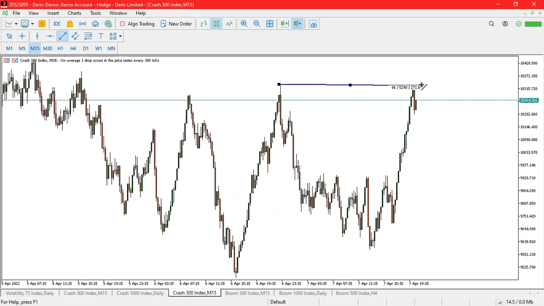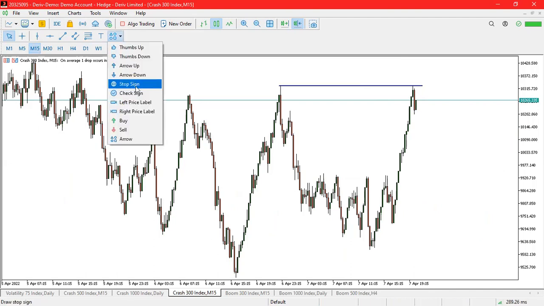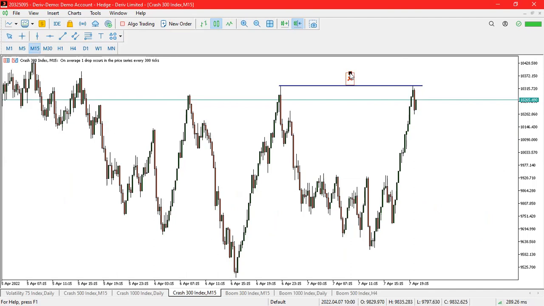If Crash 300 was serious about going up, it shouldn't have created these equal highs. So these equal highs are a nice signal for you. And if we check now, it is still trading back inside near the previous high.